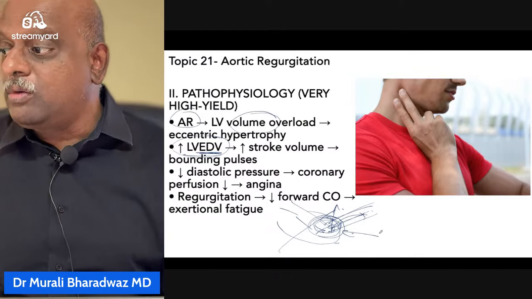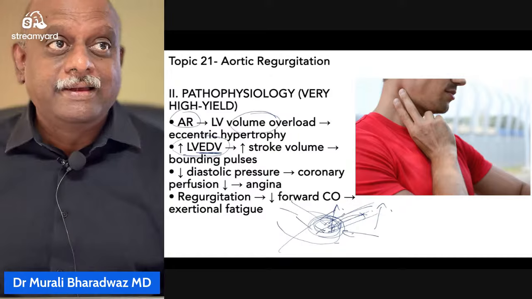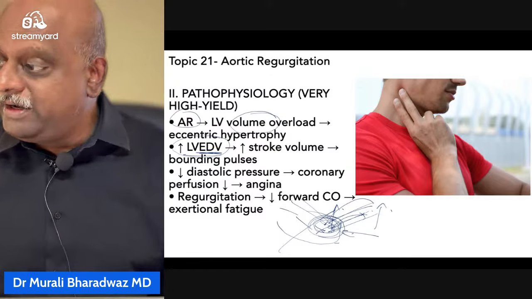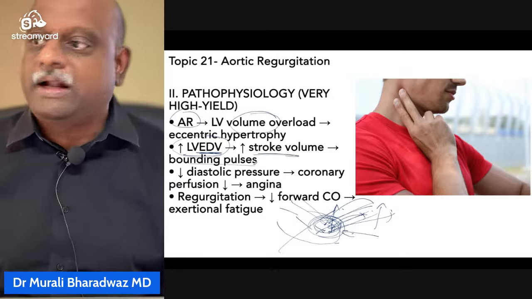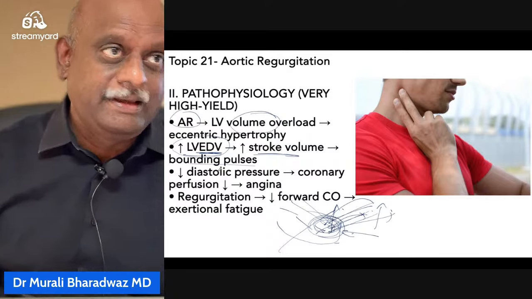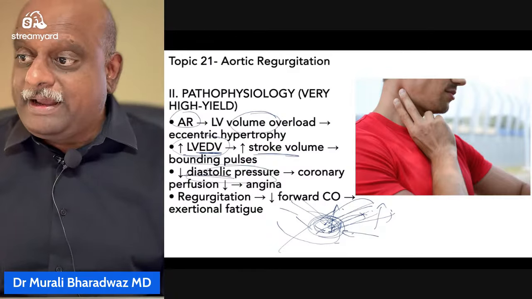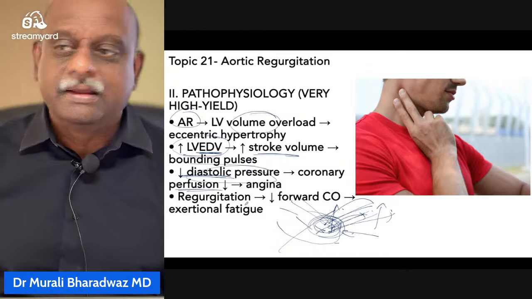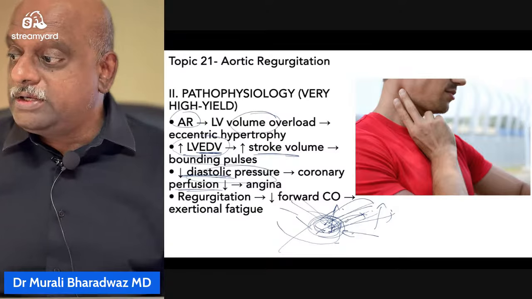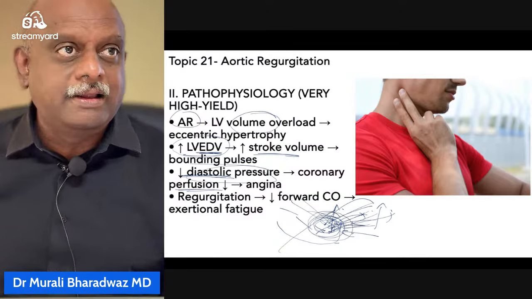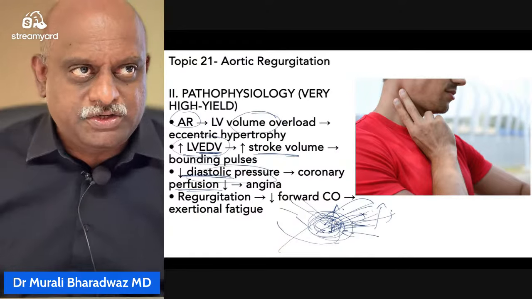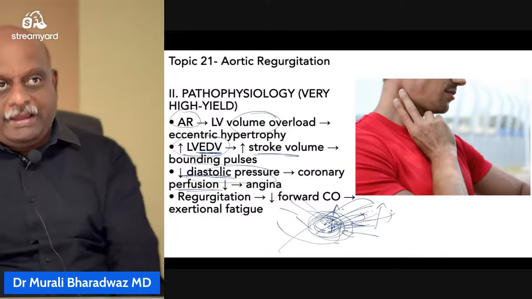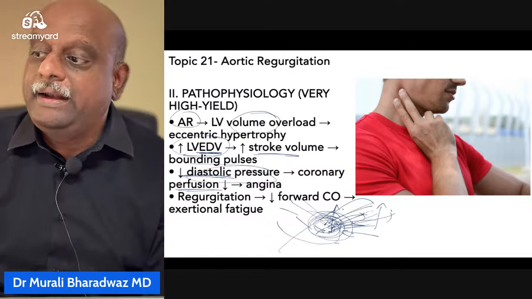And the stroke volume will be more than regular. Previous cycle regurgitant jet, this blood together, next time high stroke volume, that leads to bounding pulses. Then the diastolic pressure will decrease. Coronary perfusion decreases because coronaries get filled only during the ventricular diastole, not during systole. And that leads to development of angina.